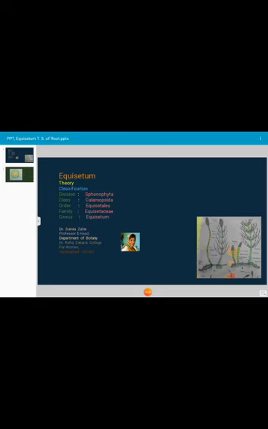Today's topic for discussion is the transverse section of Equisetum root, or internal structure of Equisetum root, or anatomy of Equisetum root. Equisetum is a pteridophytic plant. Let us see all the details of the internal structure of Equisetum root. The photograph given in the slide is the root of Equisetum debile. Okay, let us see all the details.